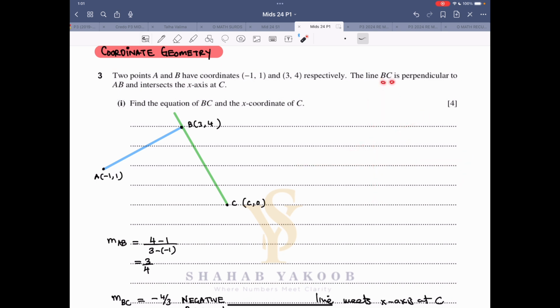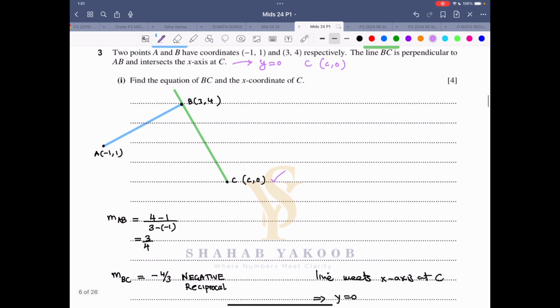The line BC is perpendicular to AB. So now first of all, AB, let me get my lines clear. AB is drawn in blue and BC is drawn in green color, as you can see. And it intersects the x-axis at C. So when the line intersects the x-axis, therefore the y coordinate is 0. So I have written C as small c, comma 0. That is what I've done. So now this is drawn and there is one thing missing that I should label. I have worked according to that, but labeling is also a good idea.